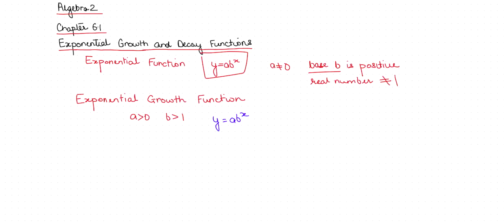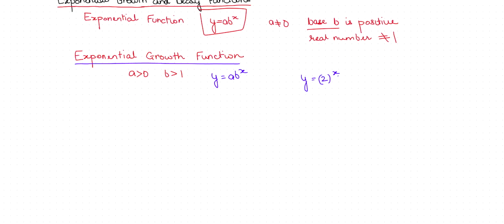So it's an exponential growth function if a is greater than 0 and b is greater than 1. So if b is greater than 1, for example, we can say a is 1 and b is 2. We can see that with every x, this function y increases exponentially. So this is an exponential growth function when b is greater than 1 and a is greater than 0. We can see with the example, with the graph, how it will grow.